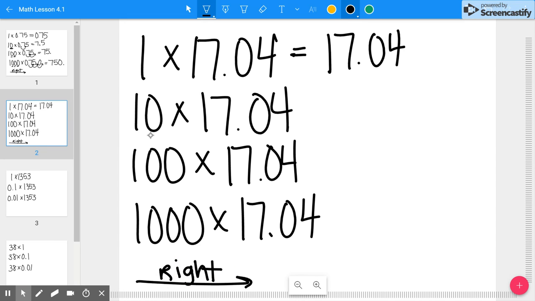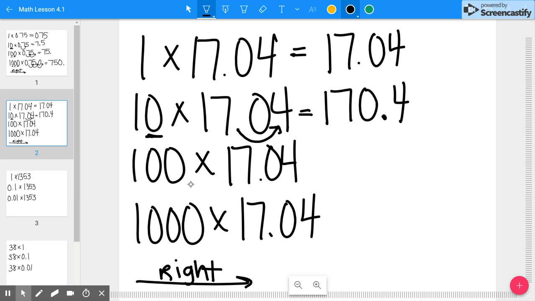So I'm going to look for how many zeros. There's 1 0 here. So that means I'm going to move my decimal point 1 time to the right and make my number, my product, bigger. I want it to be a bigger number, a larger number. So this now becomes 170 and 4 tenths. So I look to the next one.